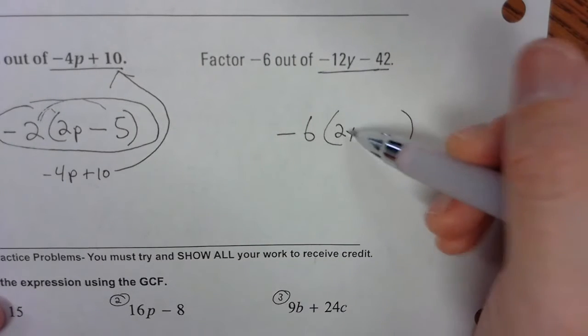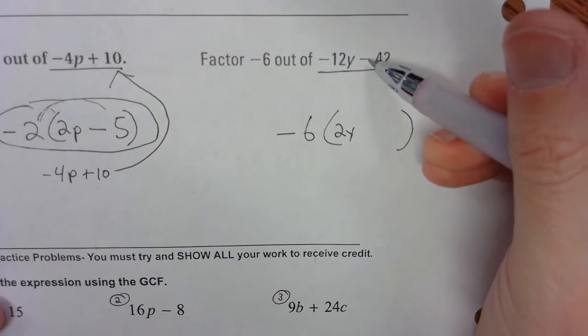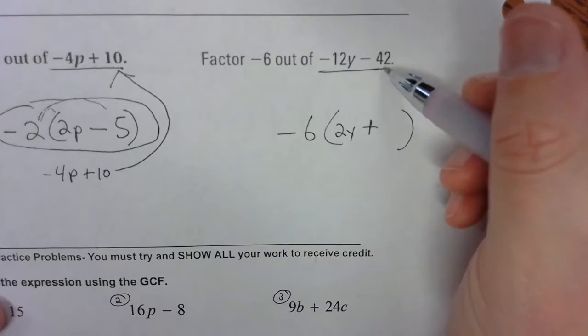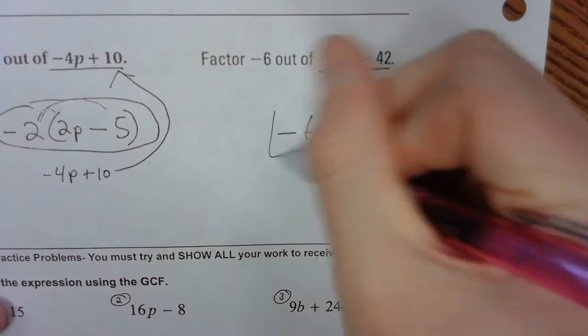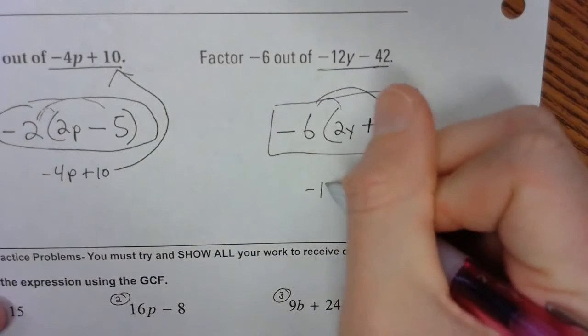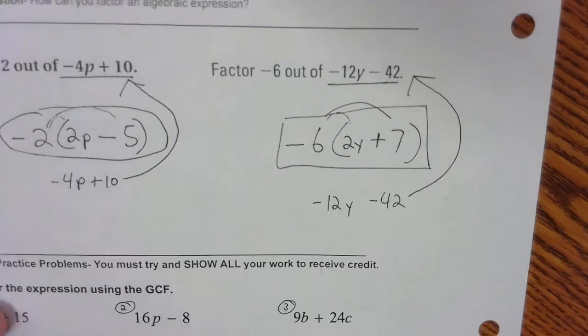Now, once again, I need this one to be positive because a negative times a positive gets me a negative. So positive, and 6 times what is 42? 6 times 7. Alright, so that is my answer. Once again, if we want to check it, negative 12y minus 42, it looks the same.